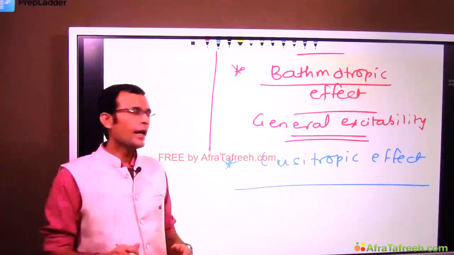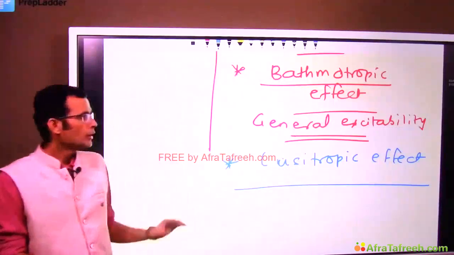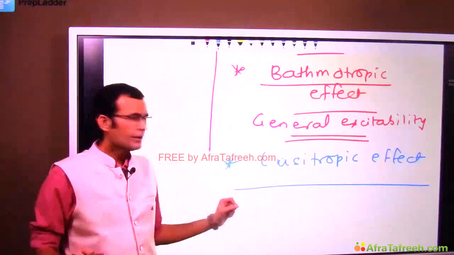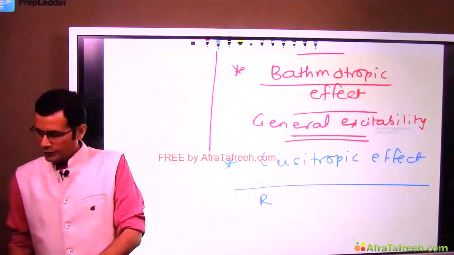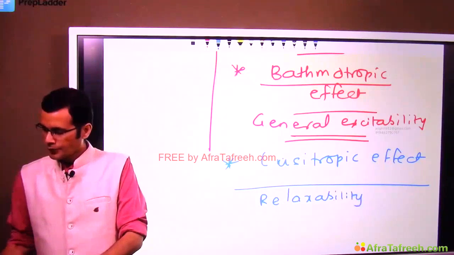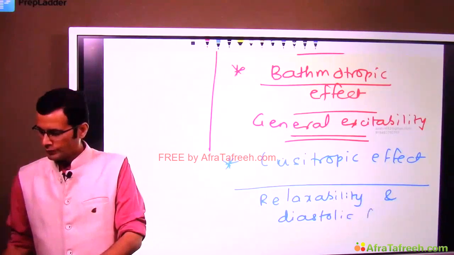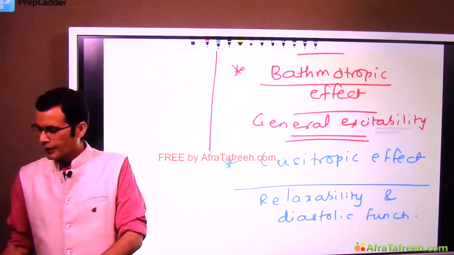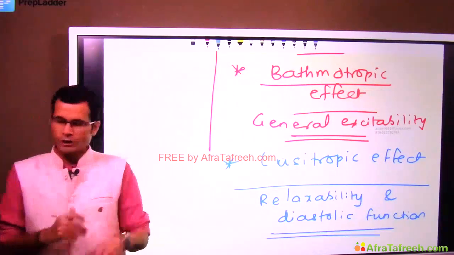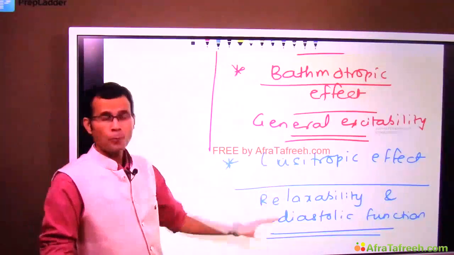Some people write it as luciotropy. O is added here. What is the effect? The effect is on relaxability and diastolic function. The effect on relaxability and diastolic function is called the lusitropic effect.